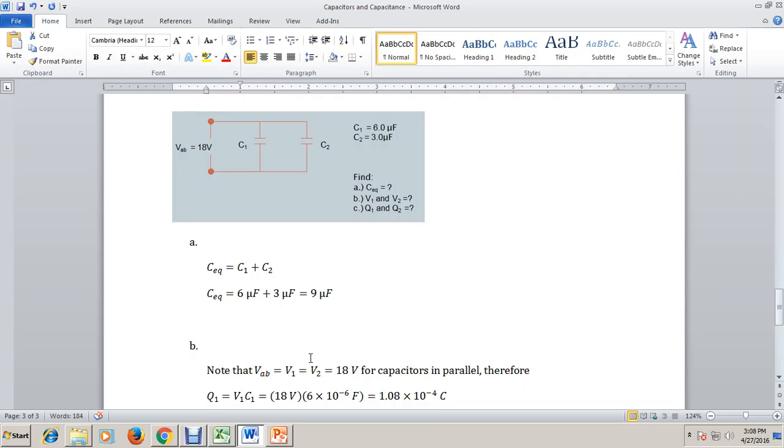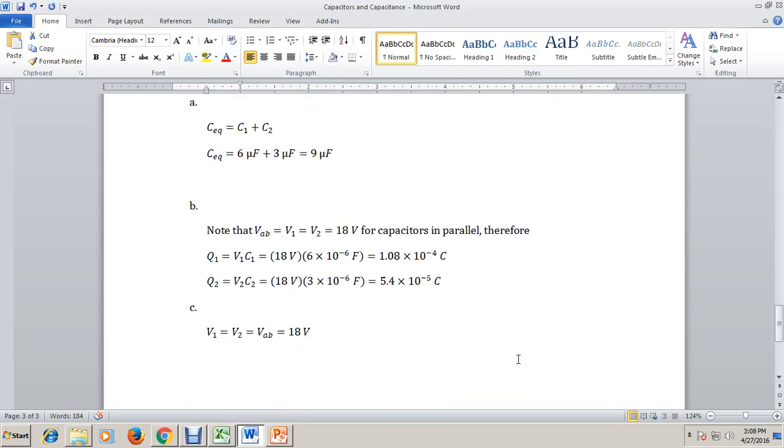Now for letter B, we are asked to get the individual values for the voltage across each capacitor. Take note that since V sub 1 and V sub 2 are equal to V sub AB, therefore this is equal to 18 volts. V sub 1 is 18 volts and V sub 2 is also 18 volts for capacitors in parallel.